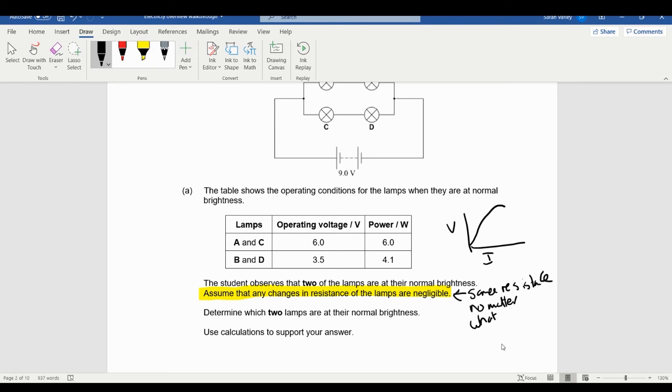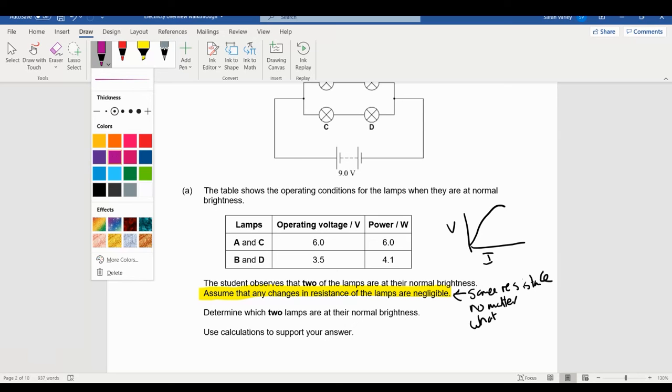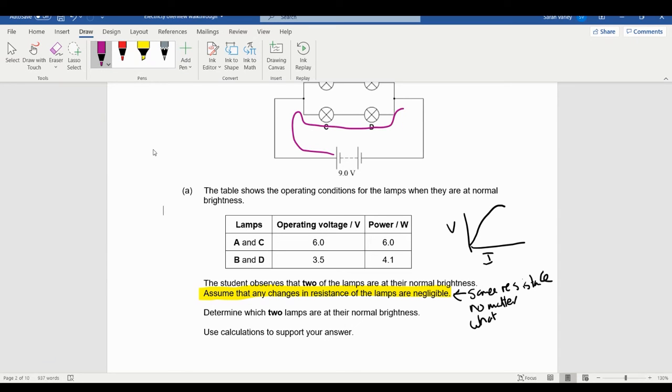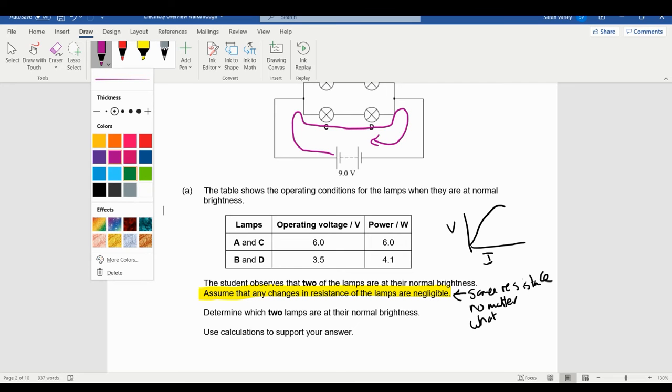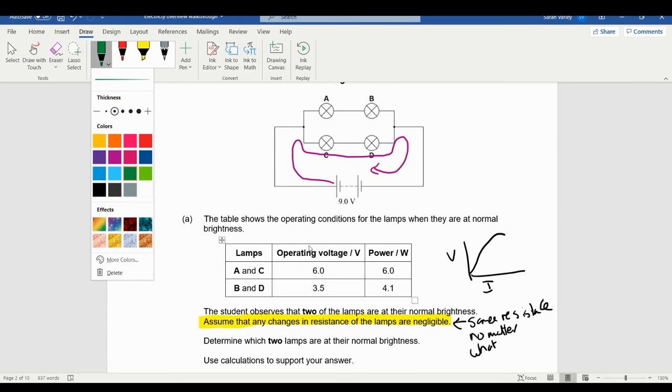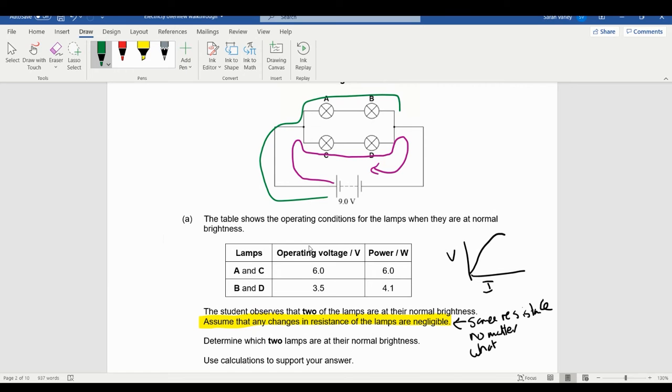Now the reason that I know that only 2 of them will be at their normal brightness is all to do with Kirchhoff's law. If I went round in one loop, I could go around this loop here, or this loop here, and I know that they're going to be sharing only 9 volts. I will go through either A and B, or C and D, and their operating voltages are 6 and 3.5. So technically, if they were both working at their normal brightness, I would have a total of 9.5 volts required over each one. And that is more than I'm actually getting supplied. So this means that some of the lamps are not going to be at normal brightness. And we're going to find out which ones they are.